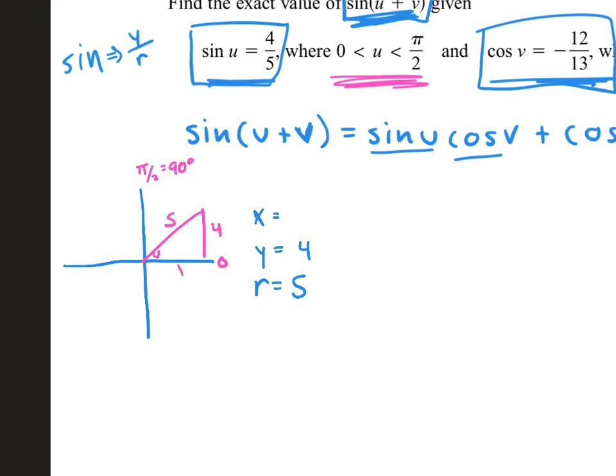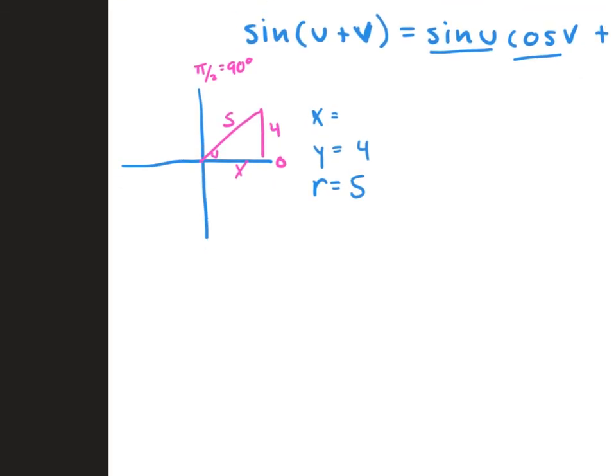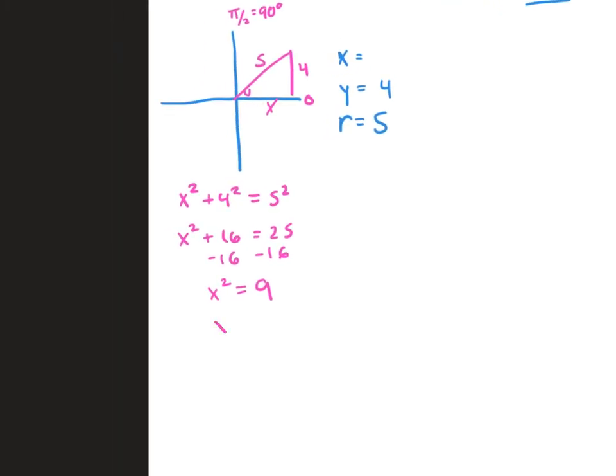How can we figure out what our x is? Pythagorean theorem. So we have x squared plus 4 squared is equal to 5 squared. X squared plus 16 is equal to 25. Subtract 16. X squared is equal to 9. What do we get for x? 3. X is 3.